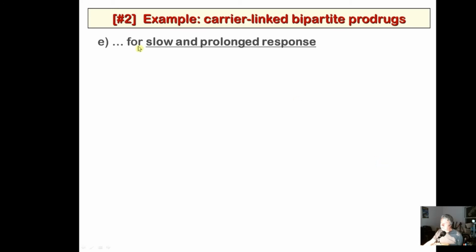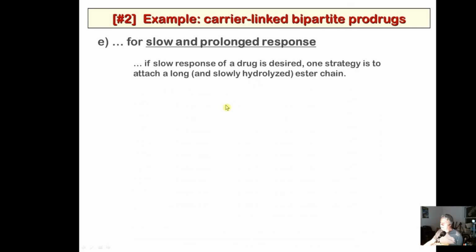Prodrug strategies for slow and prolonged response. This is an interesting one. Maybe a drug that you want in your system for a long period of time to have a therapeutic effect. There are ways we can do that. This is really clever, I think. If slow drug response is desired, a strategy is to attach a long and slowly hydrolyzed ester chain.